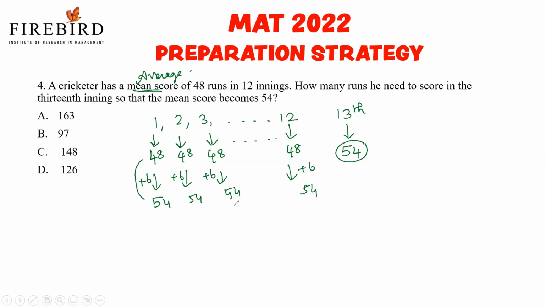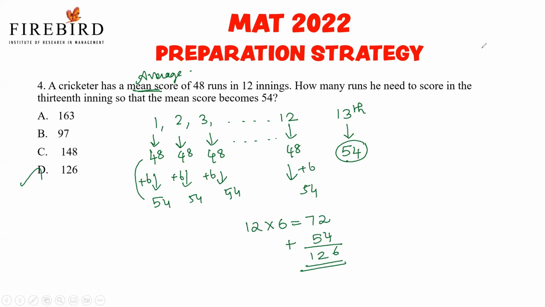Okay, in 12 innings, his average increases by 6. So 12 into 6 is what? 72 plus. And in the 13th inning, his runs is what? 54. So 72 plus 54, 126 is your answer. Okay, he scores 126 runs in the 13th inning so that his average for all the 13 innings increases to 54. Do you all understand?